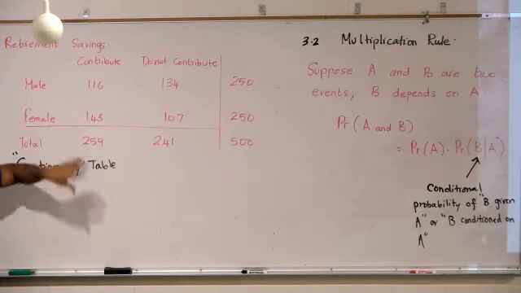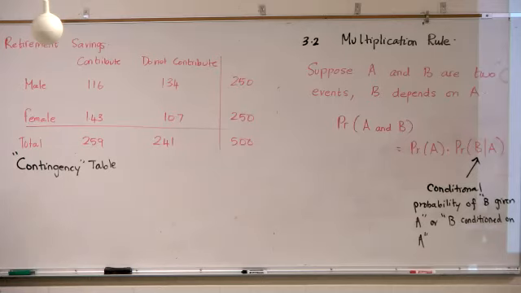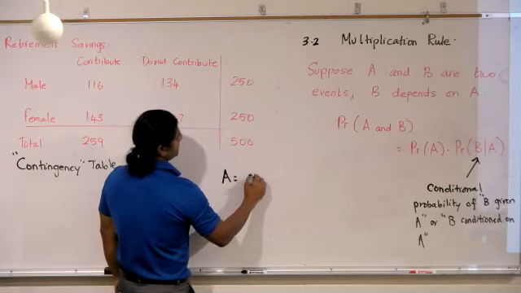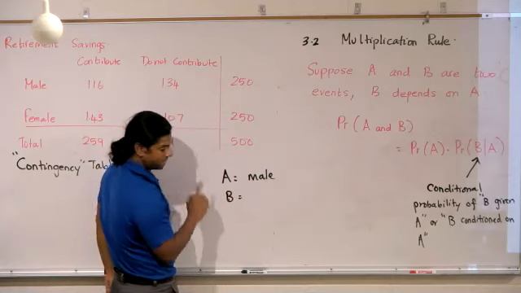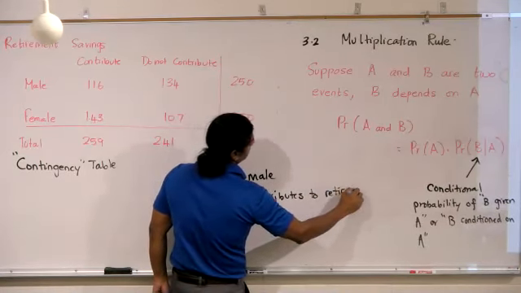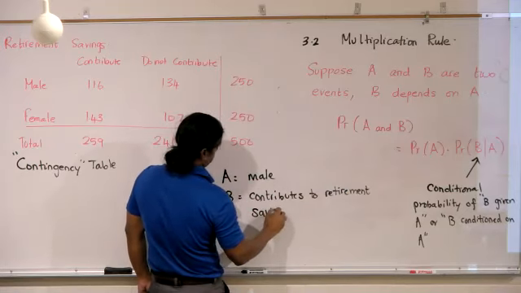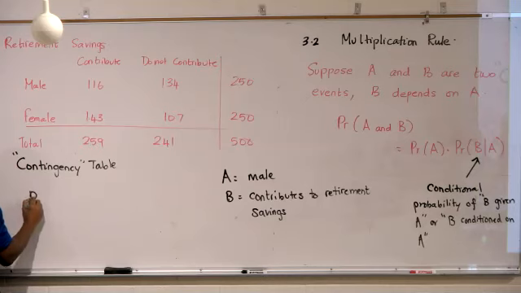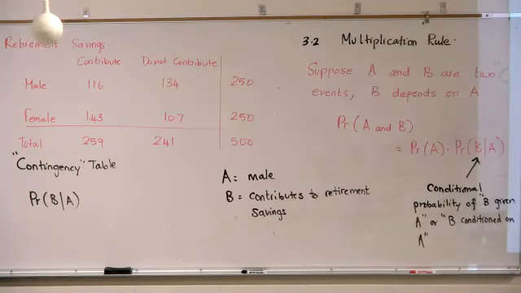So we want to find the probability that a randomly selected worker contributes to retirement savings, given that the worker is male. So I am going to call event A to be male. Event B to be contributes to retirement savings. And we want to find the conditional probability of B given A. You contribute to retirement given that you are a male.